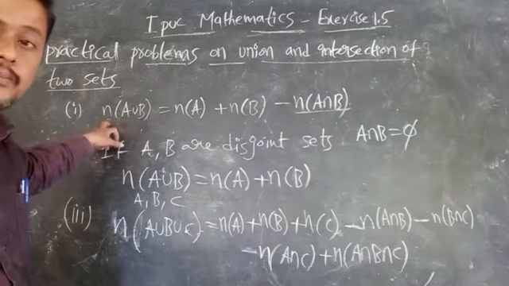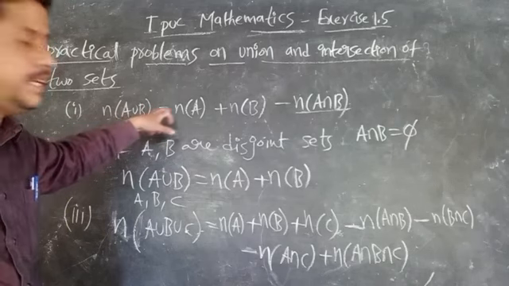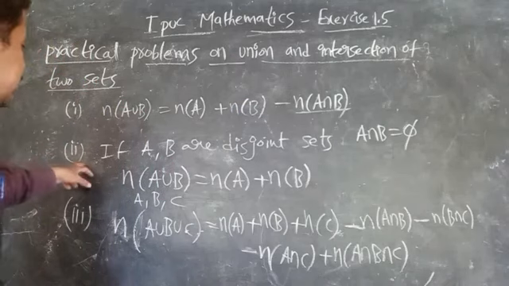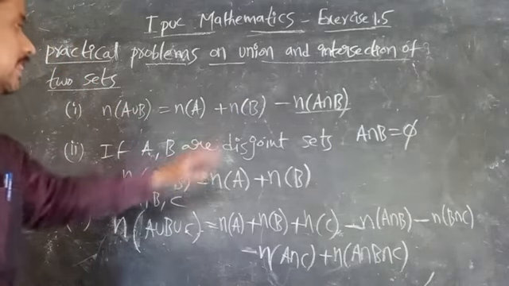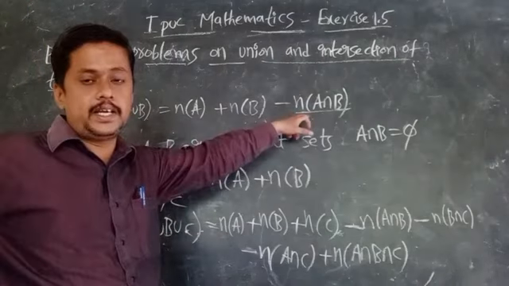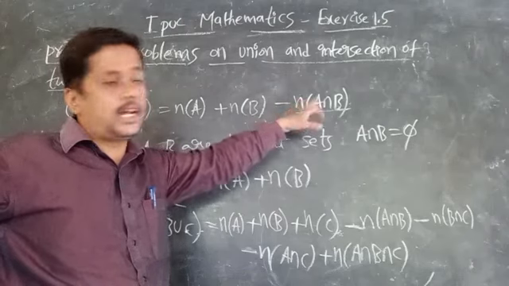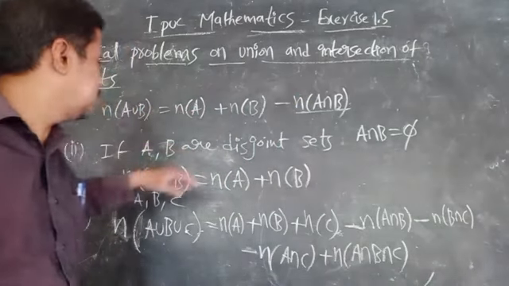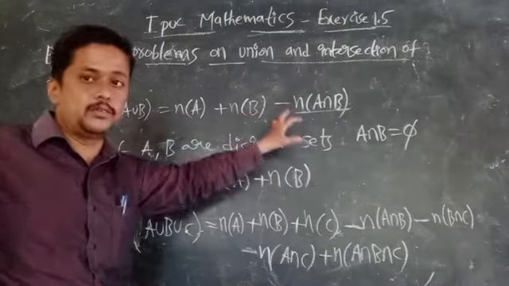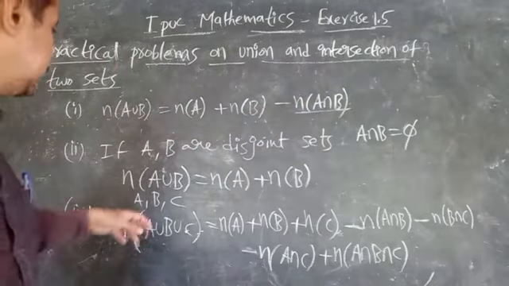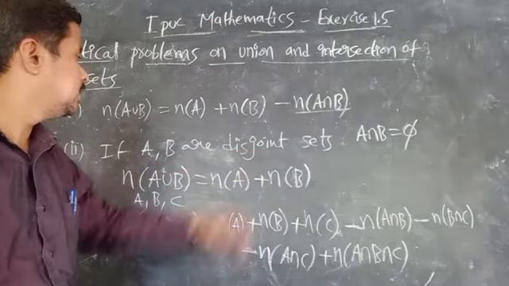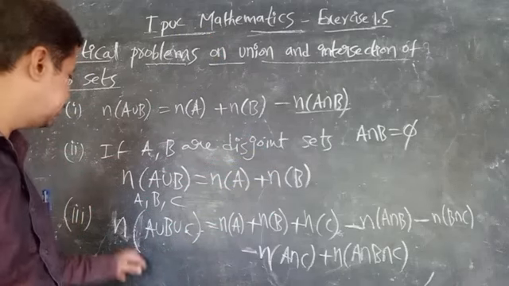First formula is what? N of A union B is equal to N of A plus N of B minus N of A intersection B. And the second formula: if A and B are disjoint sets, A intersection B is equal to phi, therefore N of A intersection B is equal to 0. So N of A union B is equal to N of A plus N of B only. So if two sets are disjoint, next we will move to the third one.